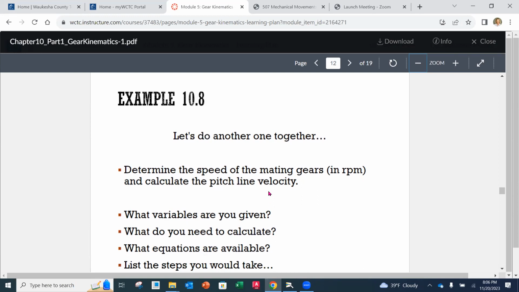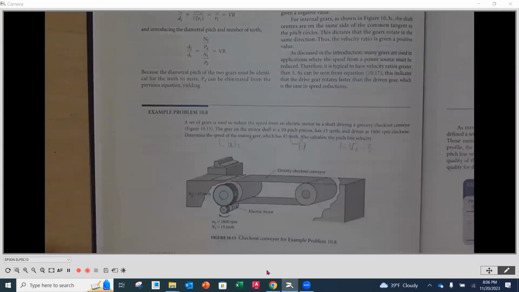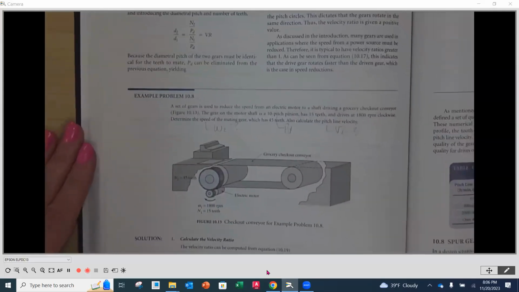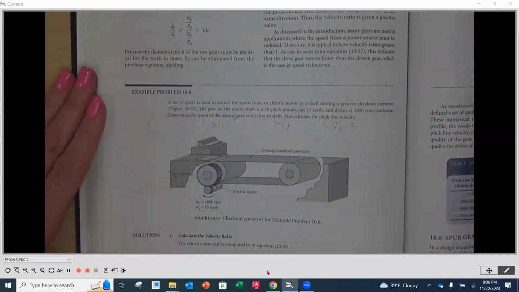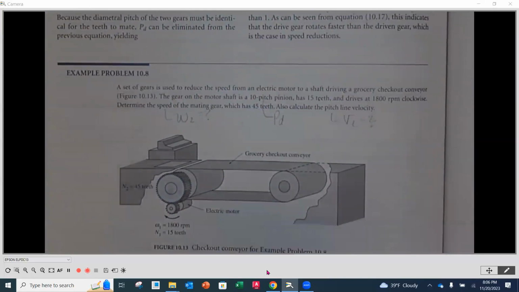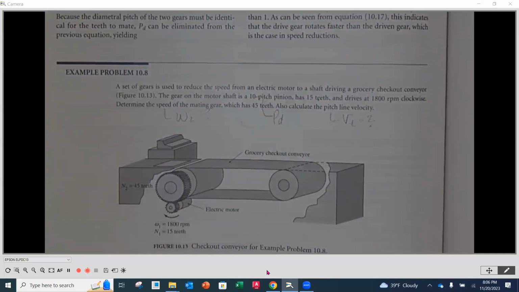We want to determine the speed of the mating gears in RPMs and calculate the pitch line velocity. So let's look. We want to figure out what variables we know, what we need to calculate, and what equations. This is going to be fun. All right, there's our grocery checkout conveyor. We have a set of gears at the bottom used to reduce the speed of an electric motor to a shaft driving a grocery checkout conveyor.